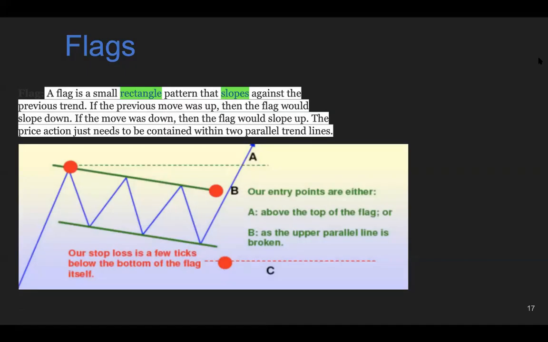Flags. A flag is a small rectangle pattern that slopes against the previous trend. If the previous move was up, then the flag would slope down. If the move was down, then the flag would slope up. The price action just needs to be contained within two parallel trend lines.